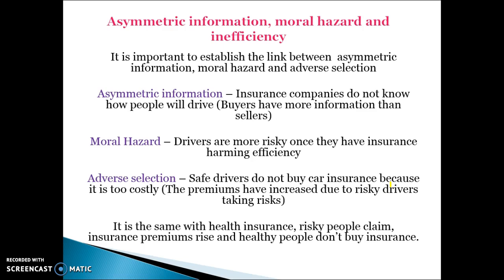So this is probably the most important slide. A general question is being able to explain what asymmetric information is and being able to link it to both moral hazard and adverse selection. So in the case of asymmetric information in the car insurance market, the asymmetric information is the fact that companies know less about the buyer, about how they're going to behave and how they're going to drive after they get insurance. That's the asymmetric information.